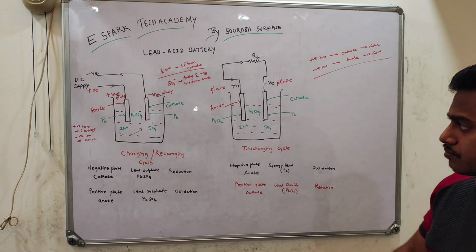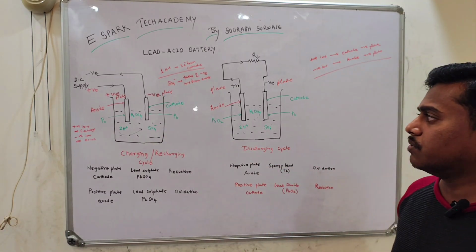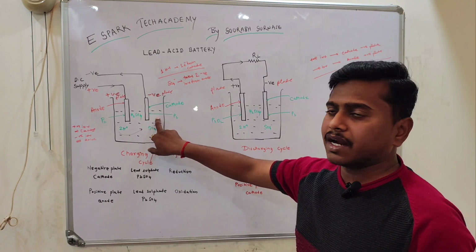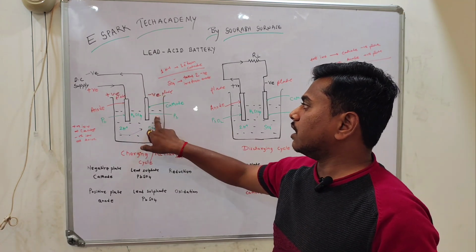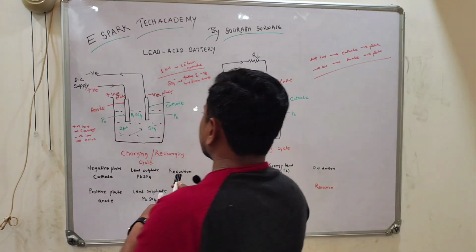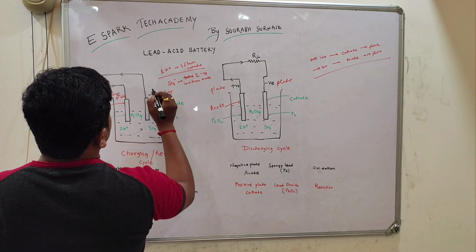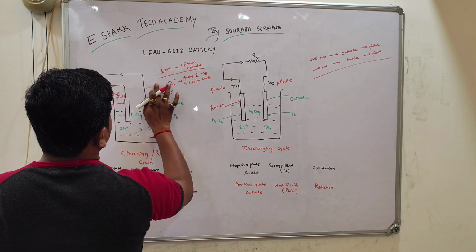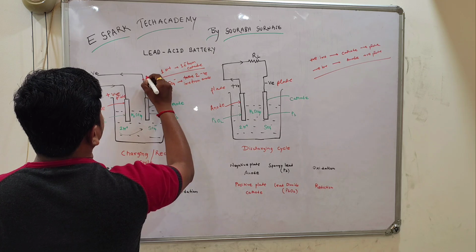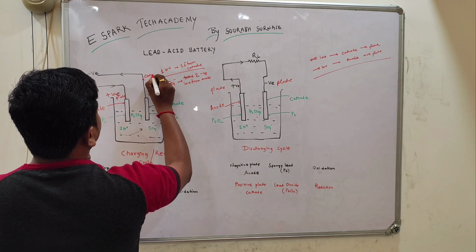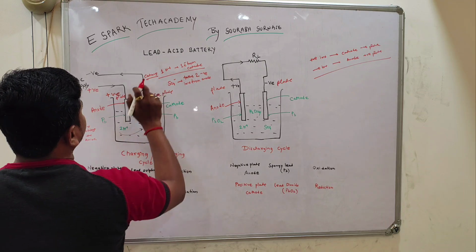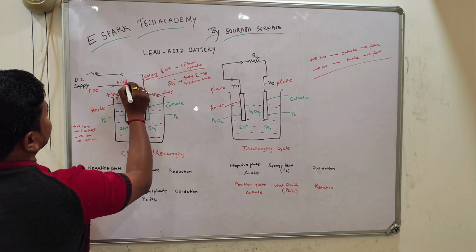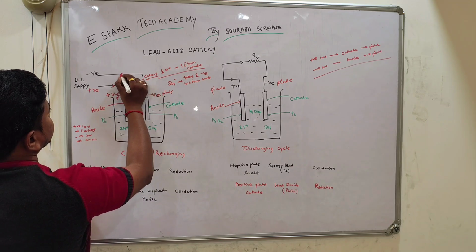In the same way, during charging, whatever electrons are formed at the cathode get transferred. Cations will flow in this direction, and anions will flow in this direction.